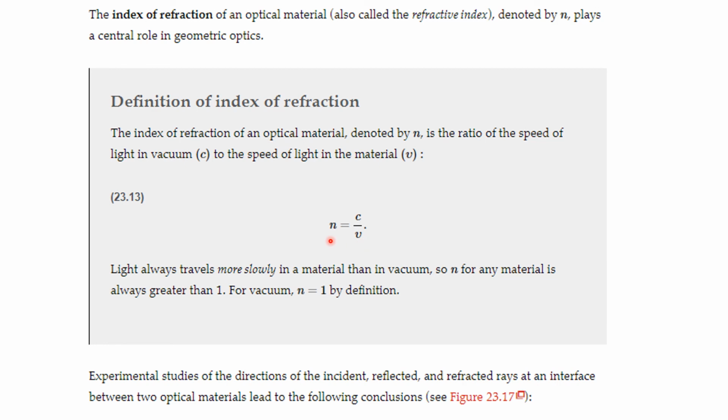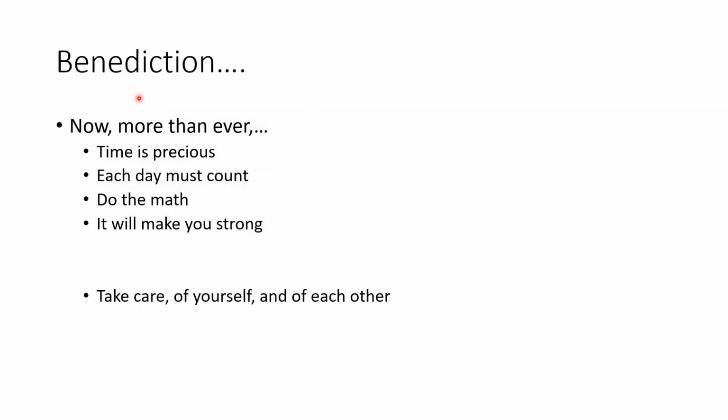So a material, like the glass, will have an index of refraction. Light always travels more slowly in a material than in a vacuum. So that means that n is always going to be bigger than or equal to 1. In a vacuum, n is equal to 1 by definition. Now we're going to talk a lot more about this in the next video.